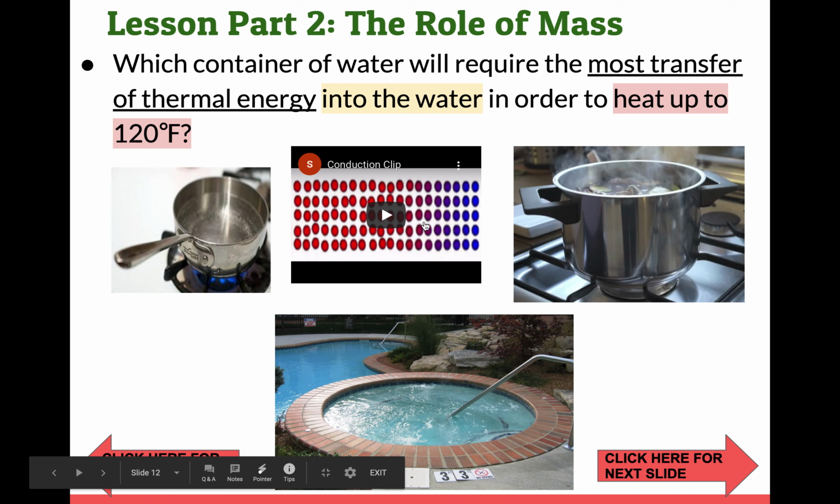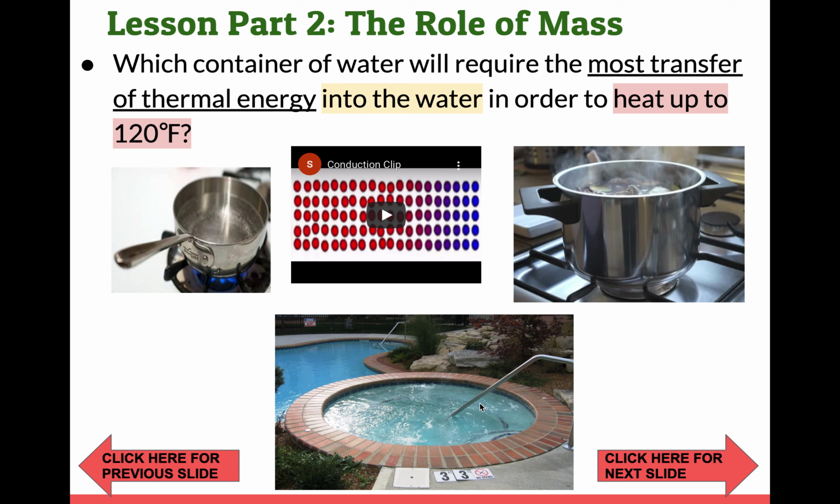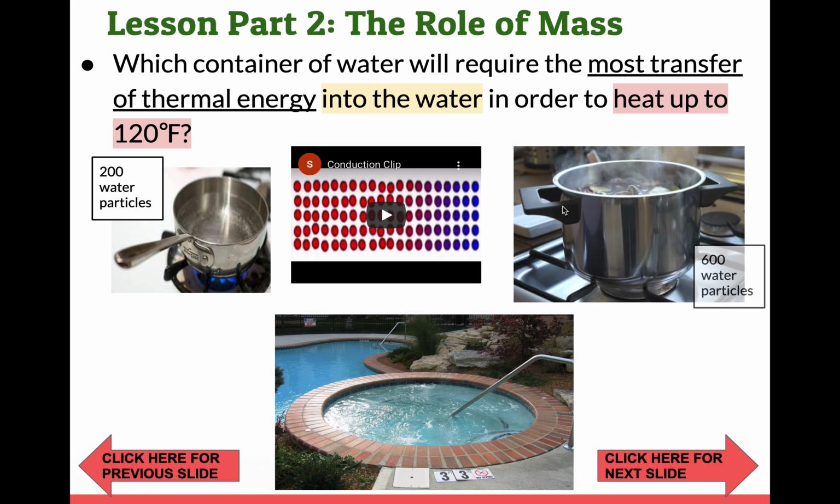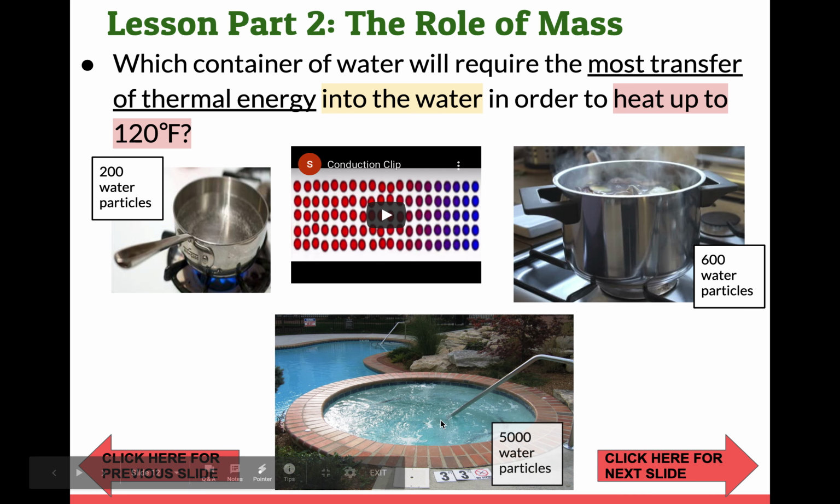Which one has the most mass? Mass is talking about how many particles there are. We'll say that this small pot of water has around 200 water particles. And then the medium-sized has about 600 water particles. And then this large pool has about 5,000 water particles. So clearly, this large pool has the most amount of water. It has the largest mass. And this small pot has the smallest mass.